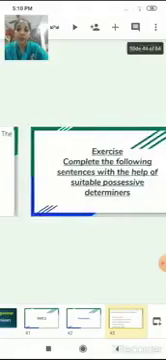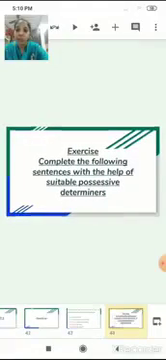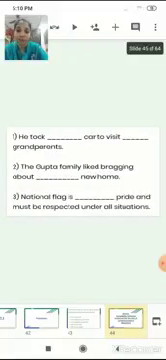Alright, so let me check your knowledge. A possessive determiner is nothing but a function word which is used in front of a noun to express possession or belonging. And possessive determiners are my, your, his, her, its. Okay, so now based on this, let us complete this exercise.